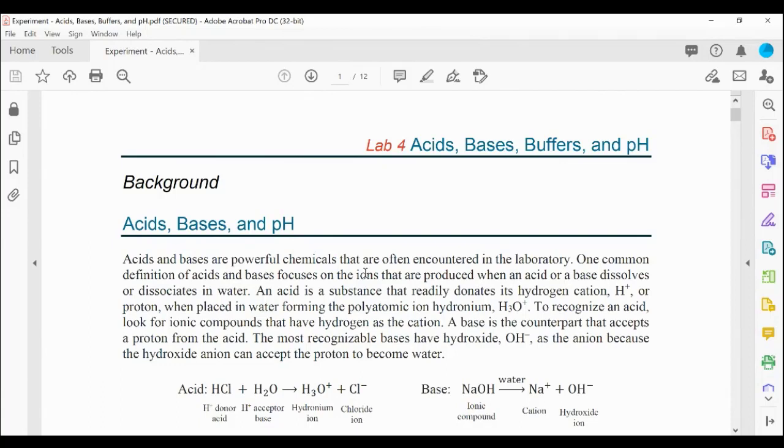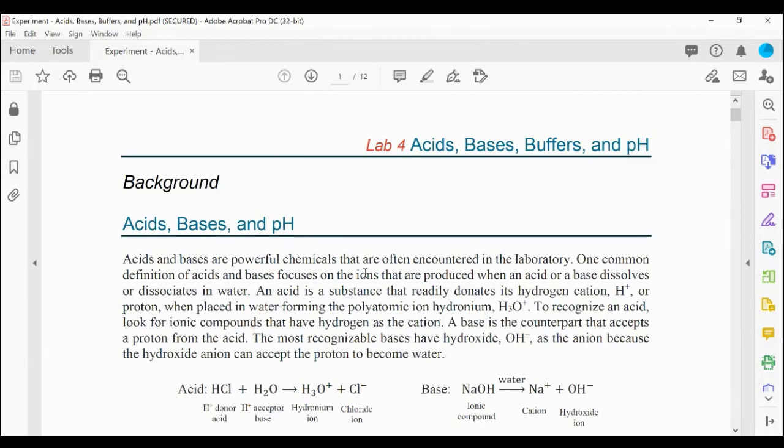Today we will investigate the 8th experiment in Labflow for CHEM 1406, which is acids, bases, buffers, and pH. First of all, what is an acid? There are at least 3 different definitions for acids and bases. The 3 definitions coexist because each one explains a different characteristic of acids and bases.